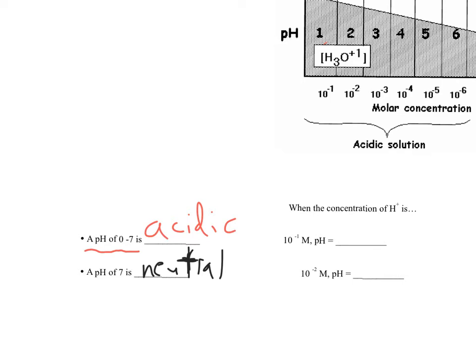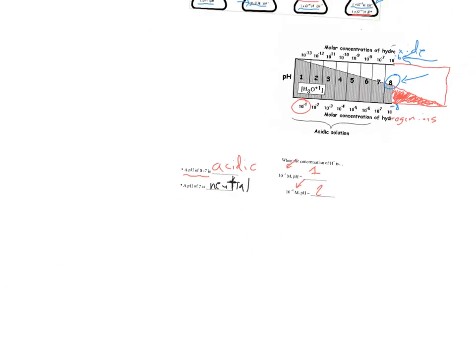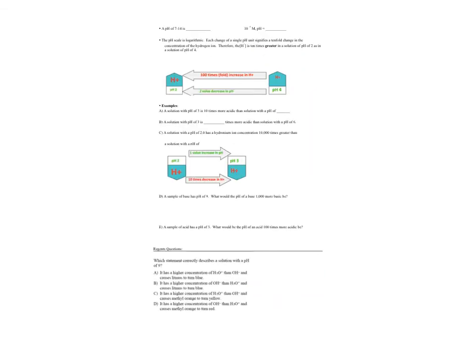When the concentration of H plus is 10 to the negative 1 molar, the pH, if I look up here, should be 1. When it's 10 to the negative 2nd molar, that means my pH is 2. So that little exponent can help you tell what the actual pH is. It's very useful to pick that up. Let's go on to the next one here.